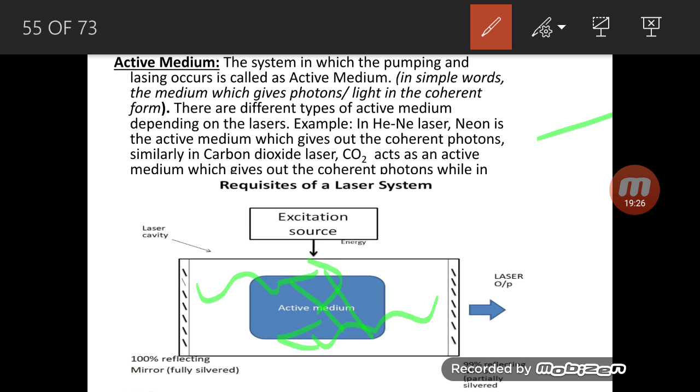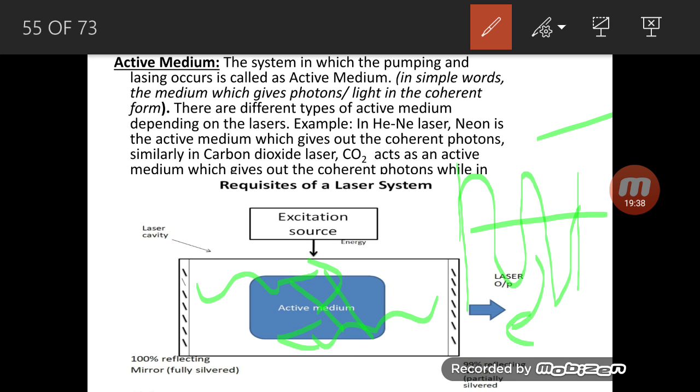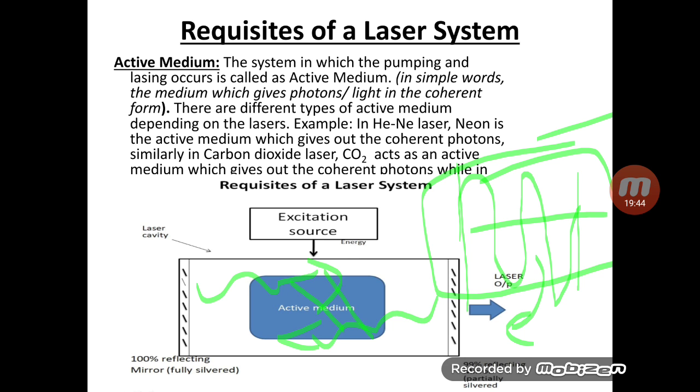If they have the same phase, then they overlap in a constructive manner to give a standing wave like this. Whenever you have such a standing wave, you get the laser. If you are not able to produce the standing wave like this, then it is not possible to get the laser output. Let us see how.